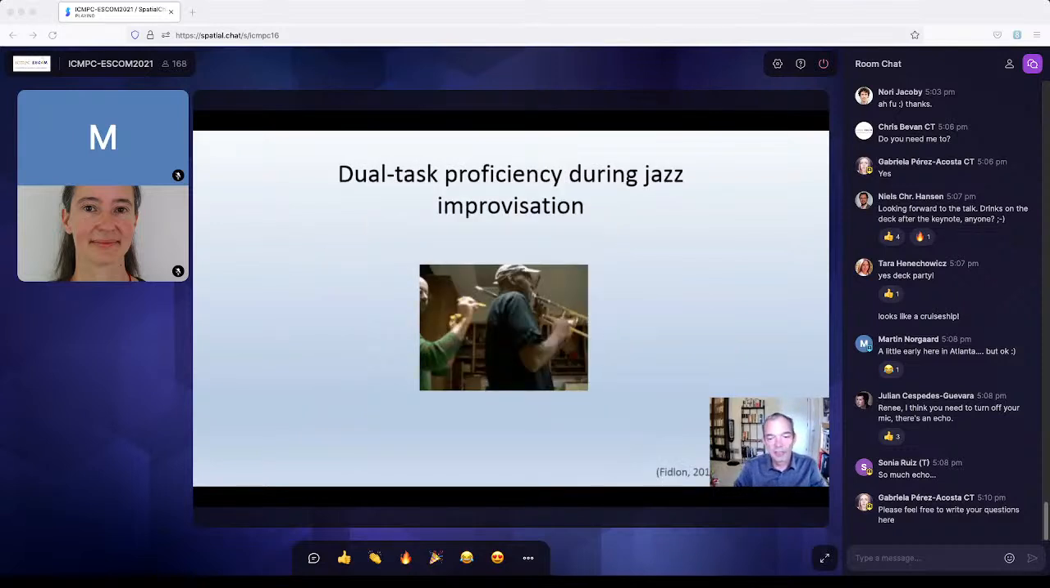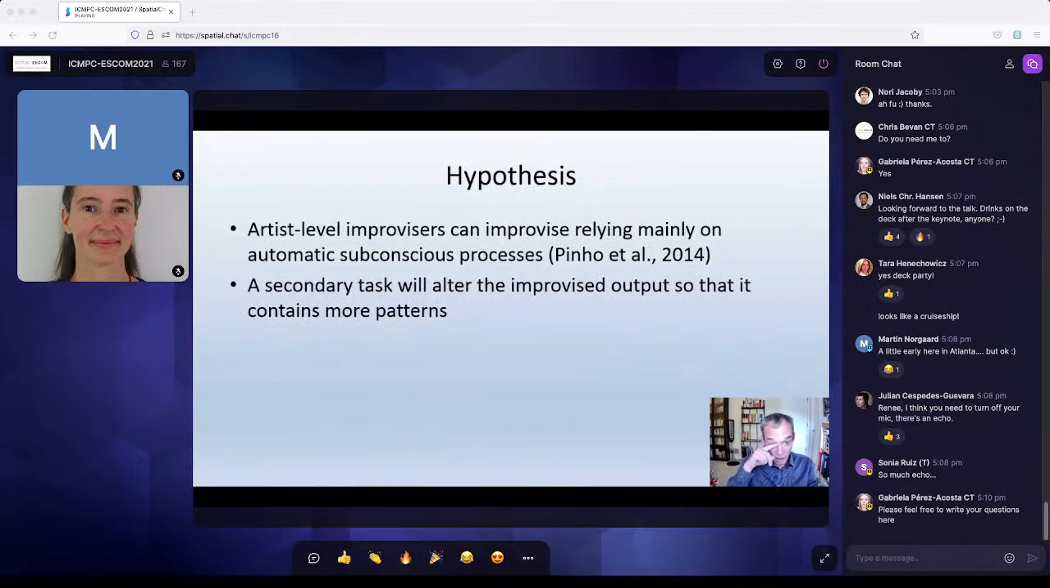So if licks are a process that allows artist level jazz improvisers to play, that promotes automaticity, would it be possible to modulate artist level improvisers' use of licks by modulating their attention? So the idea came for this dual task study, a study I worked on with my colleague at University of Texas, James Fidlon. The basic idea here is that the secondary task may alter the improvised output so that it contains more patterns, because if you can't even attend to your own improvisation, then you are forced to rely even more on this automatic process for generating notes.